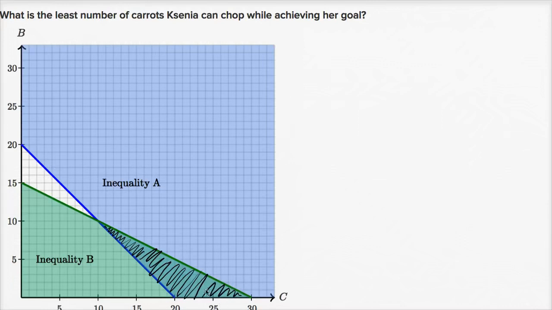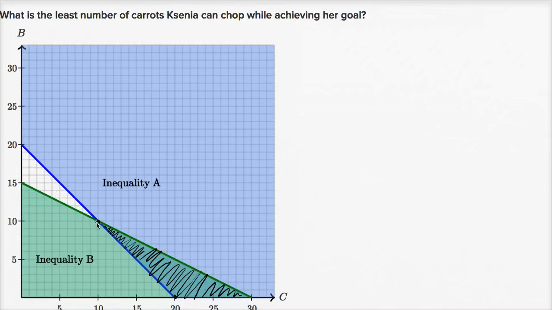So in this overlap, where is the least number of carrots? What is the least number of carrots Ksenia can chop while achieving her goal? So if we see here the least number of carrots, you might be tempted to say, okay, 20 carrots. That is in the solution set. That would be 20 carrots and 0 broccoli heads. But you can actually find a combination that has even fewer carrots. You could go all the way to this point, because remember, the points on the lines are also included in the solution sets because they are solid lines, not dashed lines.